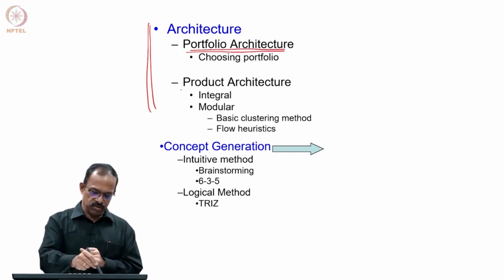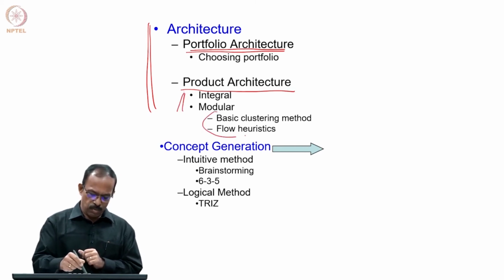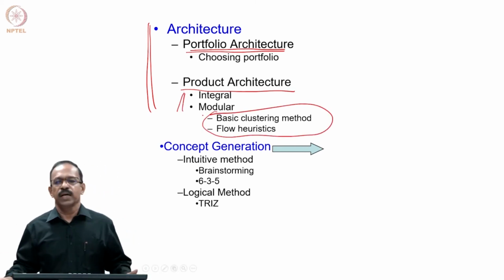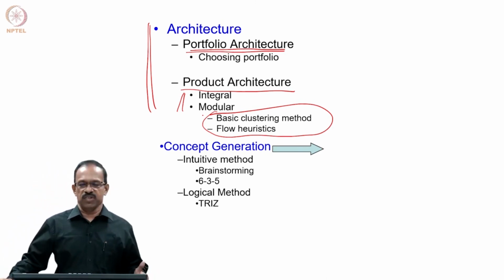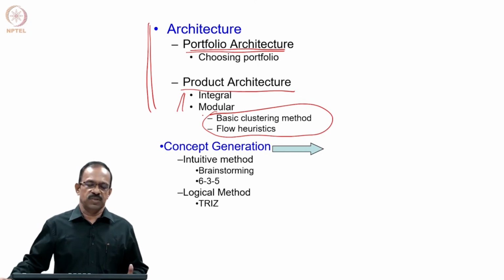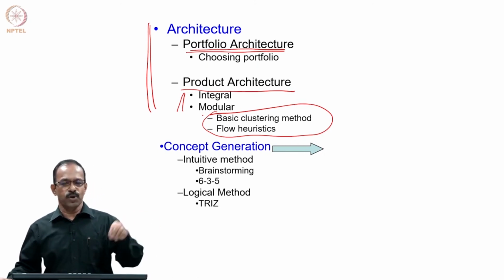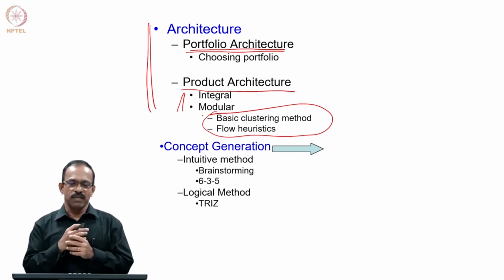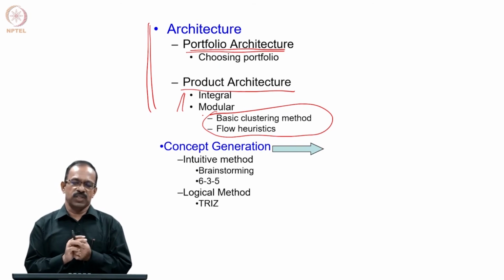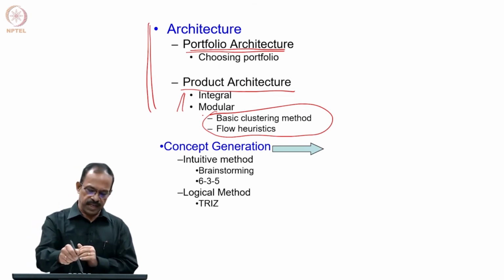And then the individual architecture of the product can be either integral or modular, and then we saw how the modules can be identified in the product based on different methods like the clustering method as well as flow heuristics. And once we identify those modules, then you will be able to create a geometrical layout of the product, which will give you some kind of a shape or a form to the product. So, that was what we discussed in the architecture.